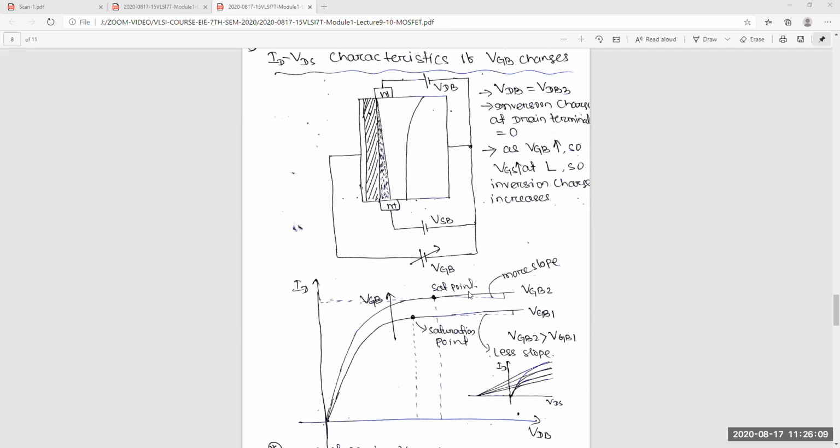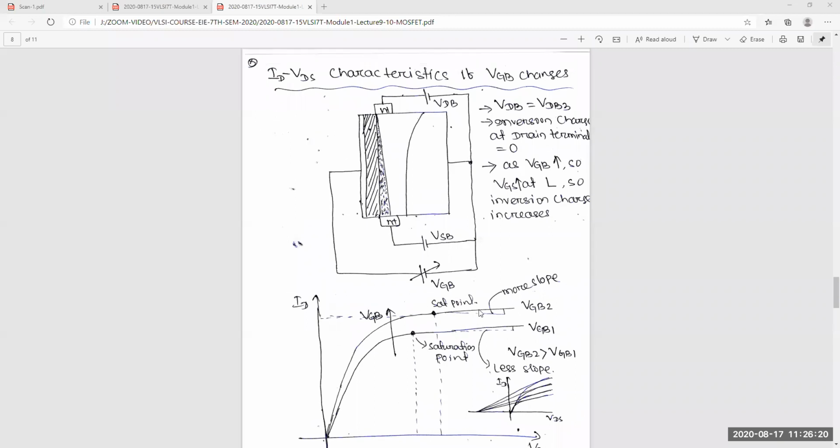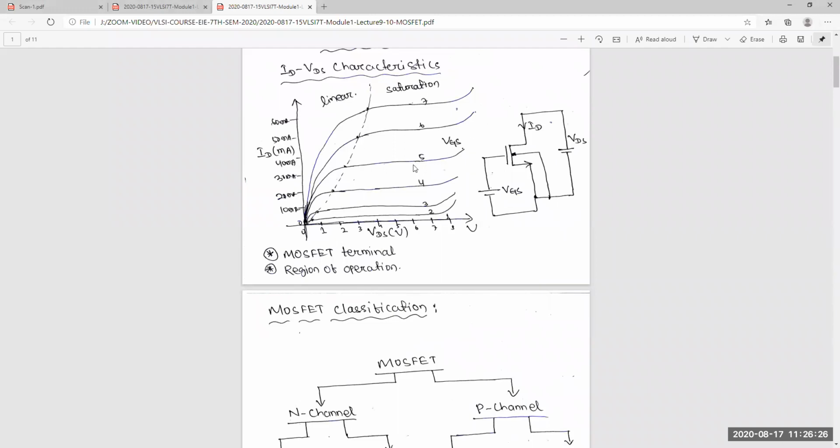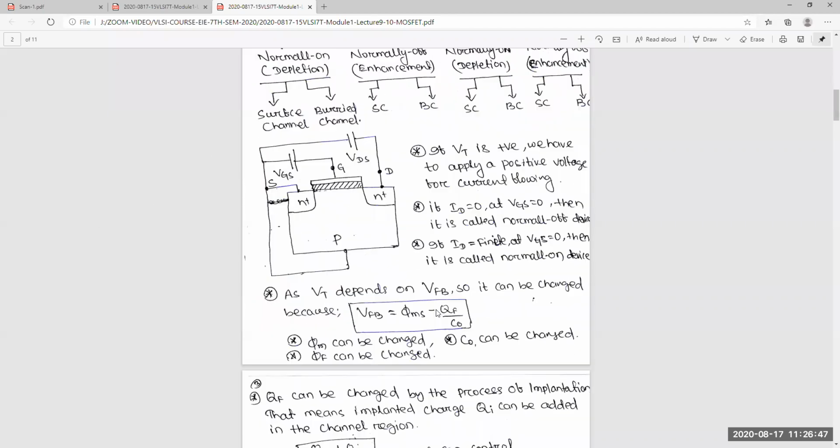If you increase that VGB, this voltage will come. Initially, in the first plot, this is for different VGS. Though I am taking B as the reference, that is VGB, but here VGS. So these are the curves. Is the threshold voltage shifting or not? Yes, sir. And if you calculate the slope, that slope is also increasing. That is what I am saying.